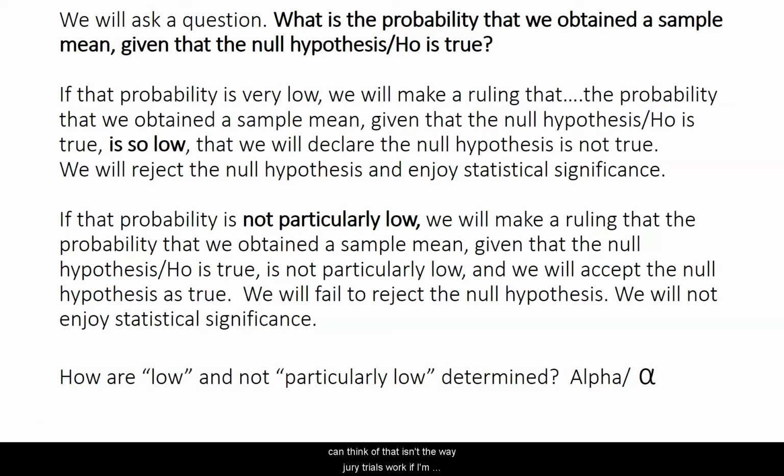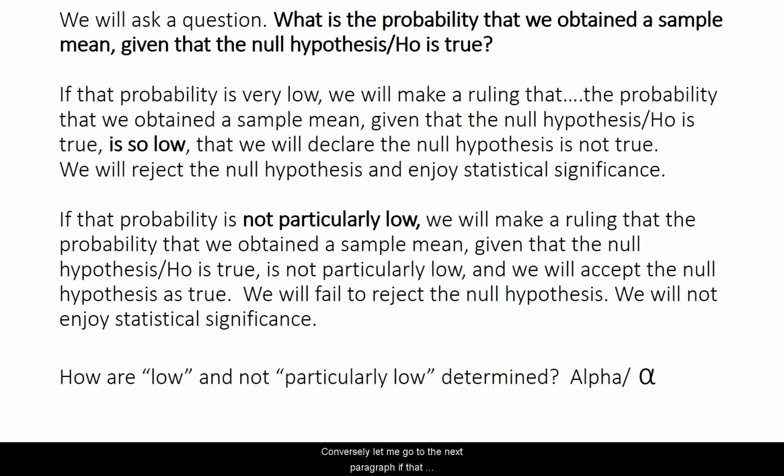And you can think of that, isn't that the way jury trials work? If I'm evaluating a defendant that may have committed an awful crime, I ask myself, what's the probability that we had all these eyewitnesses? What's the probability that they had that physical evidence and the guy's actually innocent? If that probability is terribly remote that all of those things are true and he's actually innocent, then I might make the declaration that he's guilty, if you will.